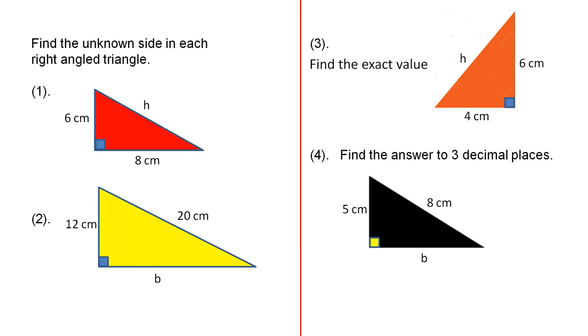Notice here in number 3 you have to find the exact value of h, not an approximate value, the exact one. Over here you have to find the answer to 3 decimal places. So I'll leave this slide on for a short while before I move on to the next slide, which actually contains the answers, so you can see how you went.